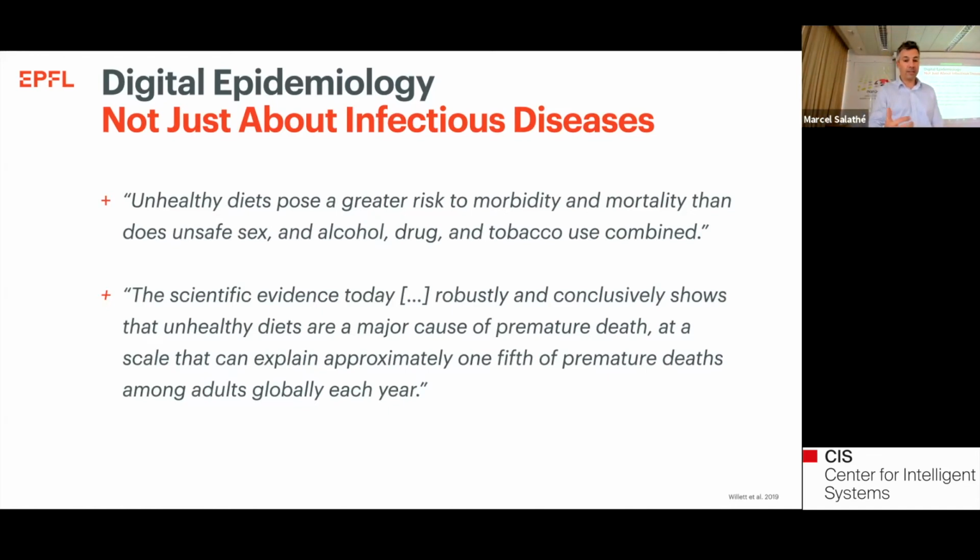You add all of these things, and yet the disease burden is smaller than that entailed by unhealthy diets. And the scientific evidence today is very conclusive on this, right? That approximately a fifth of premature death is due to unhealthy diets. And that's just death. Again, the burden of disease is, of course, also through being unhealthy, which is the major issue.